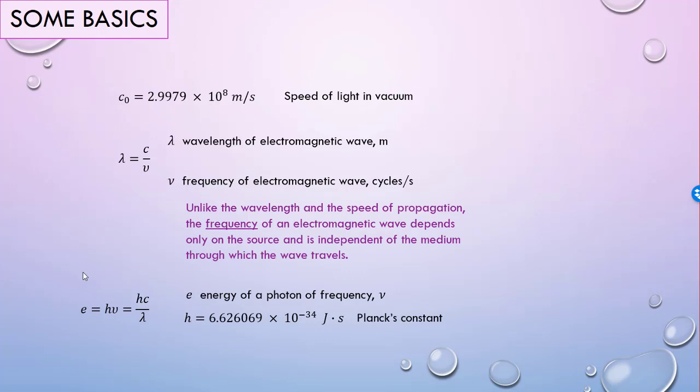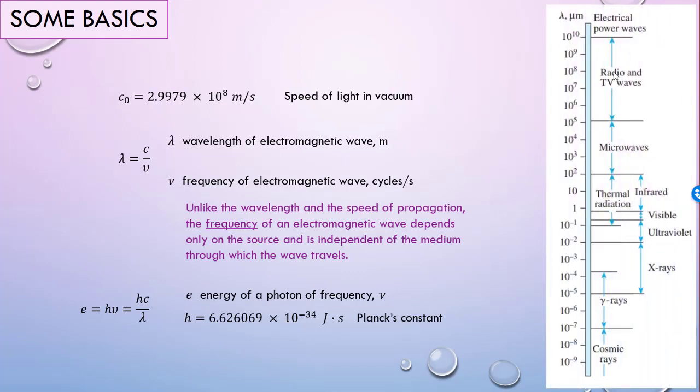Quantum theory also introduced the concept of the wave-particle duality for electromagnetic radiation. In this expression, E is the energy of a photon of frequency nu, which is equal to h times nu, where h is Planck's constant.